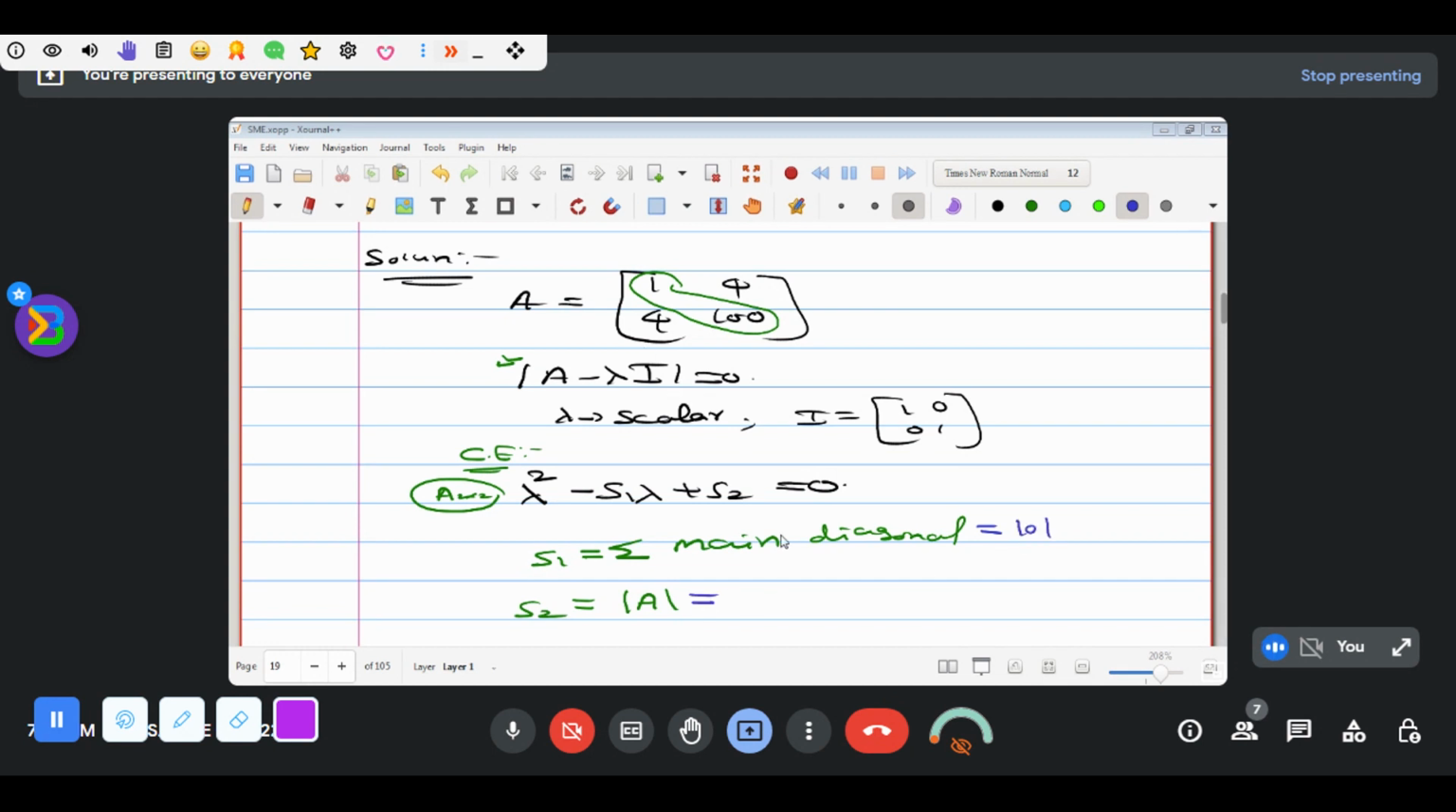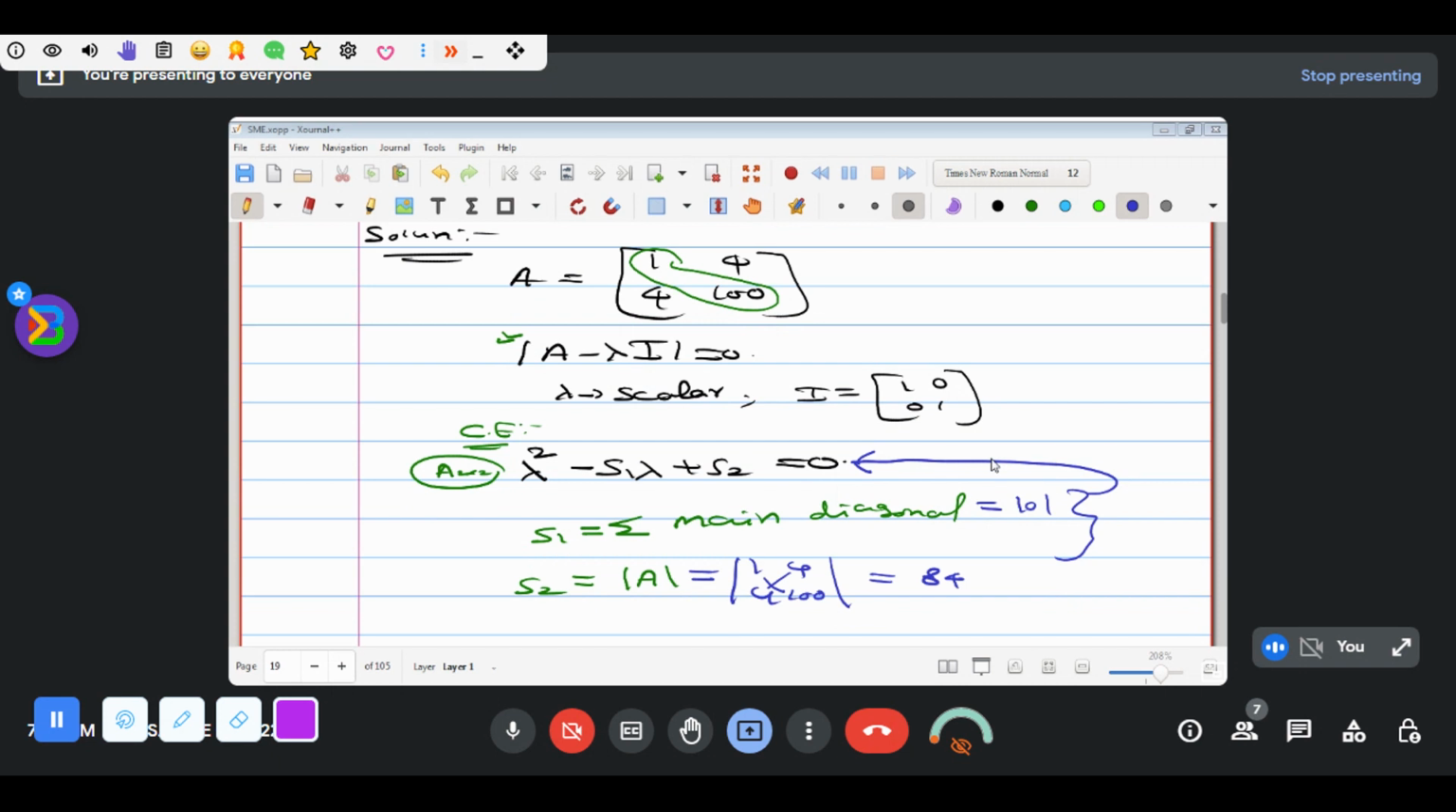Then the determinant of A. You already know the determinant. Determinant of A is 1 into 100 minus 16 into 84, which is already done in the example part. 100 minus 84... 16. Okay, thank you. 84. So apply all these results here. Then what is the result?